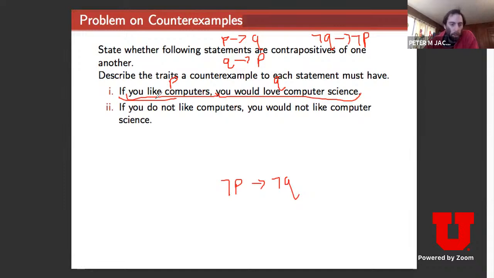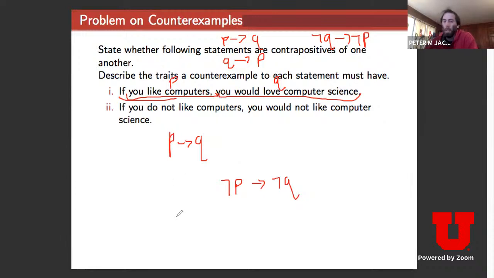So he says we would need to provide someone who likes computer science but does not love computer science. That's exactly right. So that would mean that the implication is no longer true. And what he's doing is, we want to show that P implies Q is not true. So we have to provide an example where P is true, but Q is not true. That's number one. And number two is done similarly. P is called the hypothesis, and Q is called the conclusion.